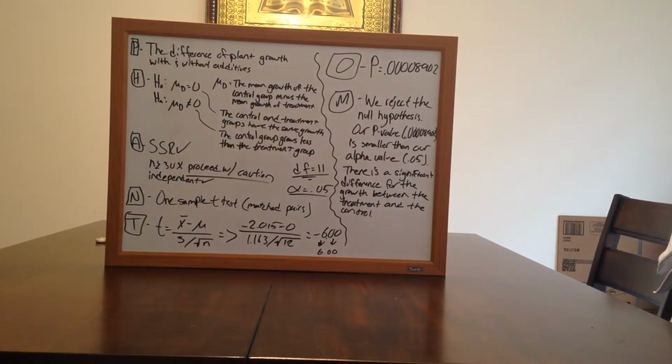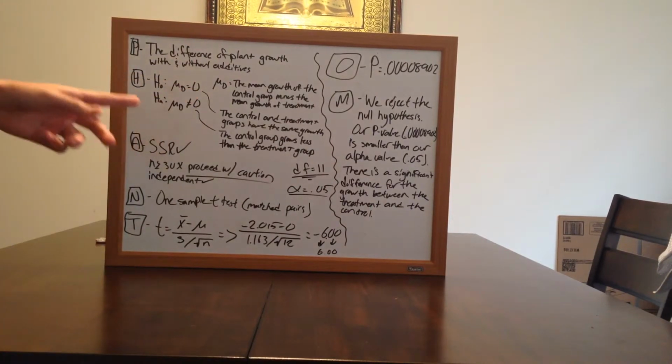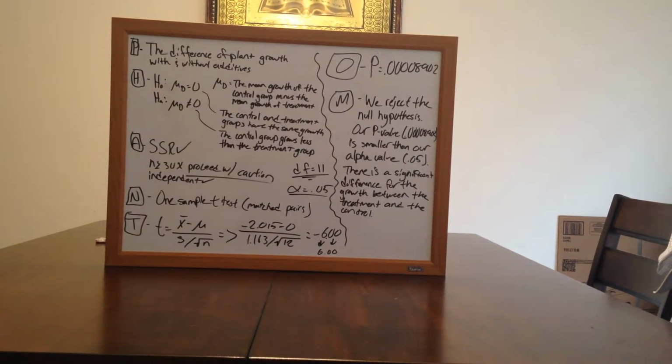So this could be that the treatment grows less or grows more than the control group. What that basically means is that the control group grows less or more than the treatment group. Because not equal to 0 could mean more than 0 or less than 0.